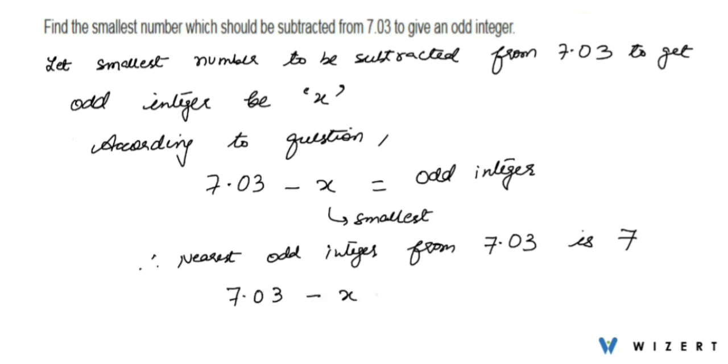7.03 minus x is equal to the nearest odd integer from 7.03, which is 7. So let this odd integer be 7. From this relation we can get the smallest possible number of x such that 7.03 minus x is some odd integer, which is 7 here. Therefore x is 7.03 minus 7.